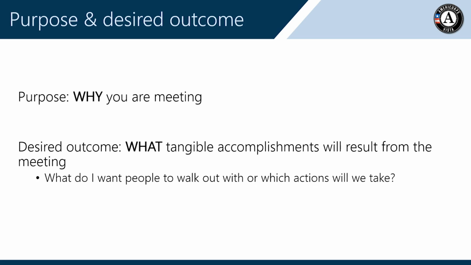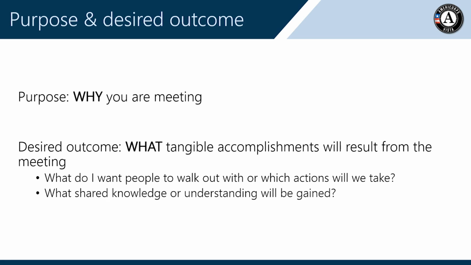Another way to approach this is to ask what tangible products you want to have after the meeting. Is there something you want people to have in their hands when they walk out, or specific action steps you want participants to commit to? Secondly, what new shared knowledge will the participants have as a result of this meeting? And finally, what shift in perceptions are you aiming for? You could have 1, 2, or all 3 of these. The point is to identify specific accomplishments you want when the meeting is over.